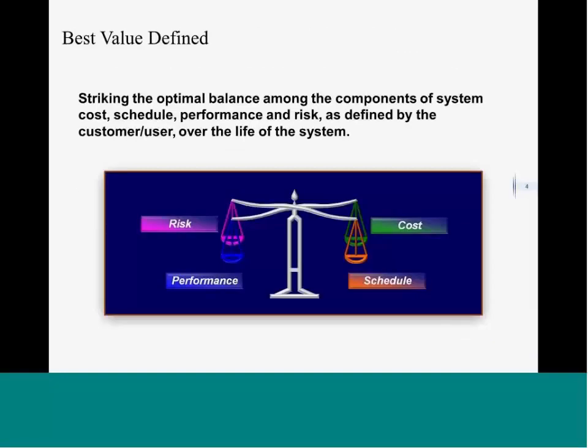Now, lastly, I'd like to touch upon the topic of best value. Best value can be described as striking the optimal balance among the components of system cost, schedule, performance, and risk as it's defined or seen from that viewpoint of the customer user over the life of the system. Now, when we make purchase decisions, whether we realize it or not, we place a certain relative weighting on each of these four elements. These weights, of course, will differ from customer to customer because they're determined by what's important to that individual customer user in terms of how they will use that system over its life cycle.